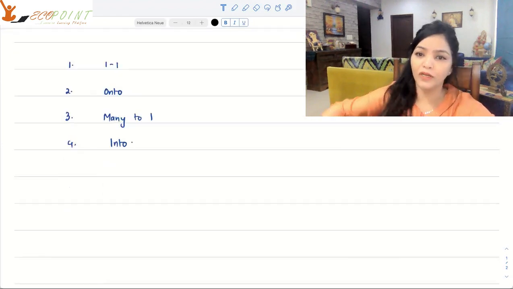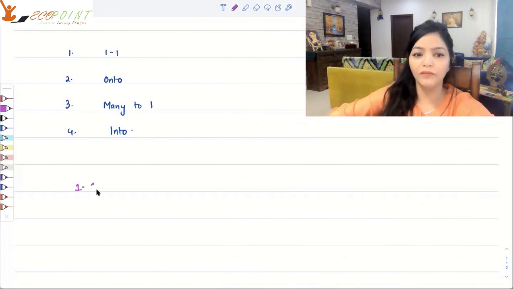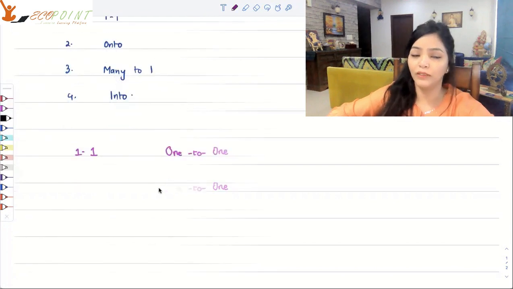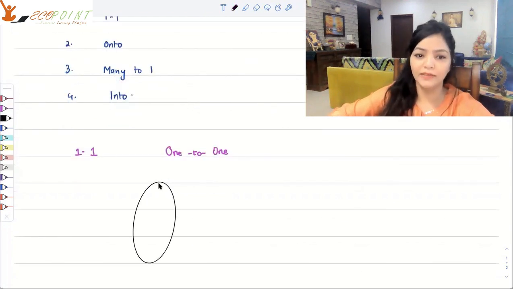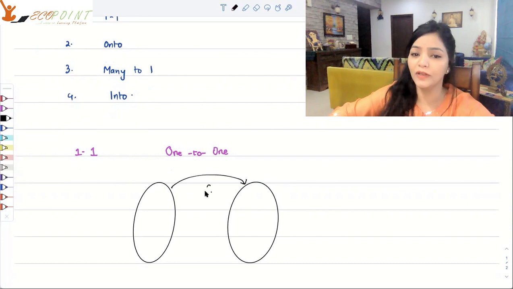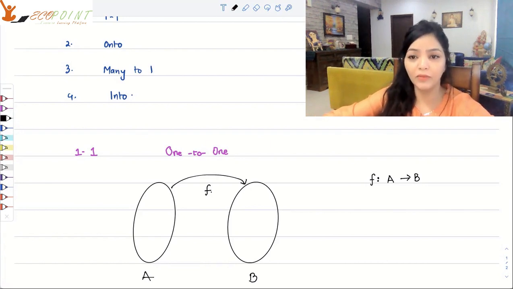I'm going to start with the one-to-one function. When can we call a function 1 to 1? Suppose we have two sets, set A and set B, and we define a relation between the two sets, which is a function, say f. So here f is A to B. Now f is a valid function from A to B. That means every element in the domain set A should have a unique image in B.